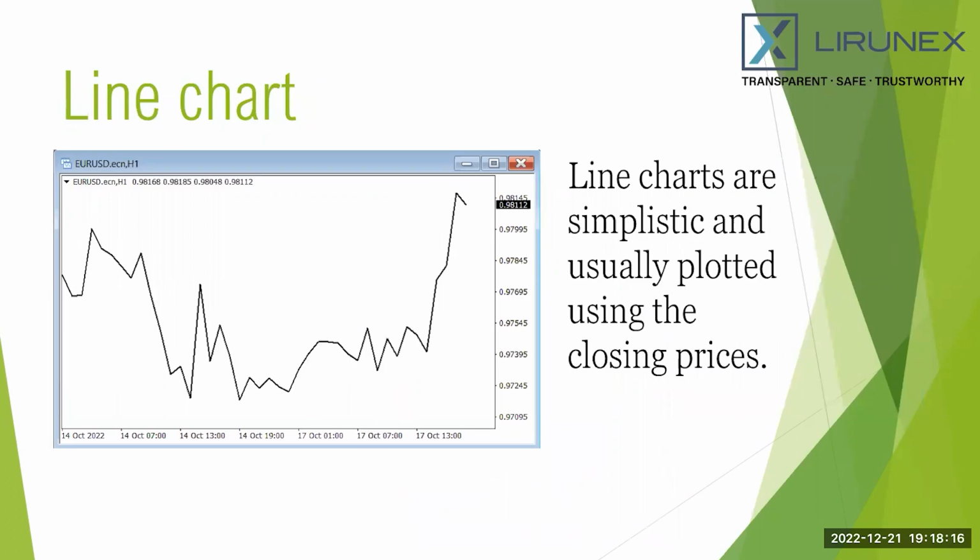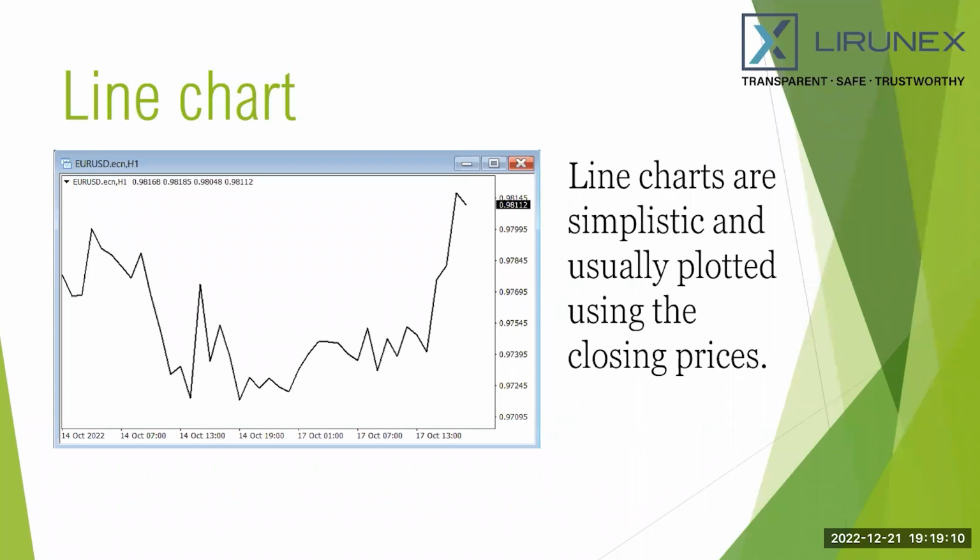So line charts are simplistic and usually plotted using the closing prices. Paano ba yung closing prices? Kumbaga, let's say yung time frame na meron kayo on the chart, if you use a 1-hour time frame, so sa 1-hour time frame na yon, kung ano yung closing price, which means na kung ano yung last order na na-execute at ano yung price na yon, that is considered your closing price. For each closing price per hour, depende kung yun yung time frame na ginagamit nyo, it just forms each point connected by a line. So, ganun lang kasimple si line chart.